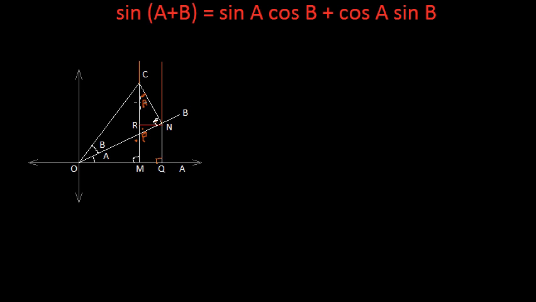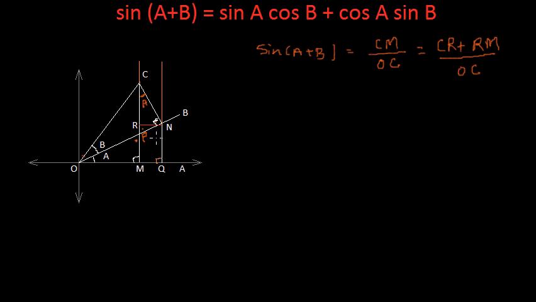And what we have to prove? We have to find the value of sin(A+B). If we see the triangle COM, angle COM is A plus B, and sin(A+B) will be equal to perpendicular by hypotenuse. Perpendicular in this case is CM and hypotenuse is OC. This CM can be written as CR plus RM by OC, right?